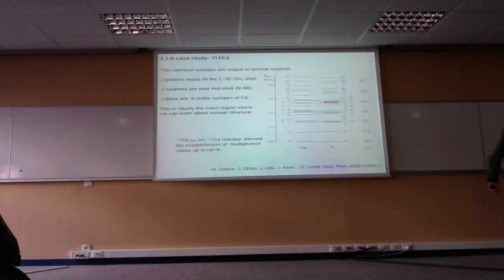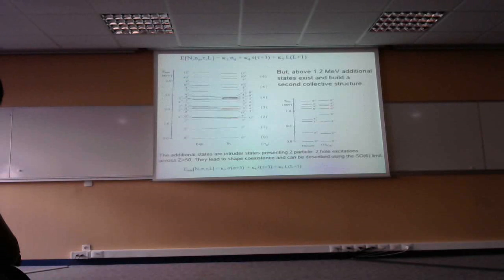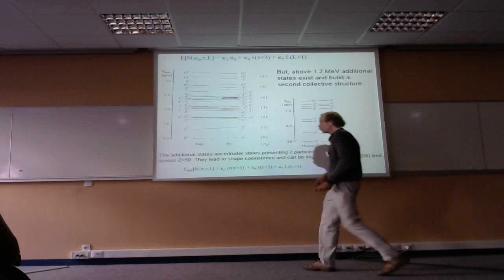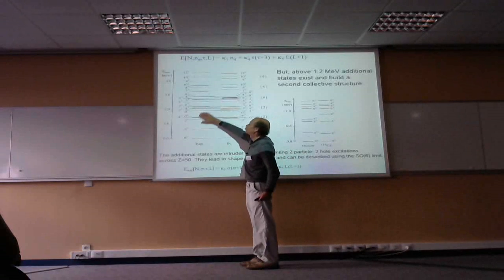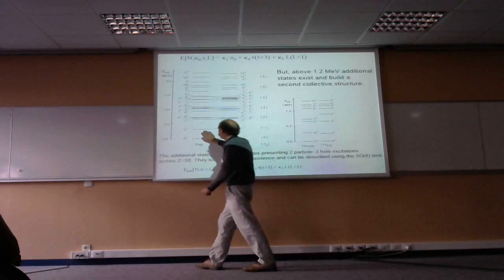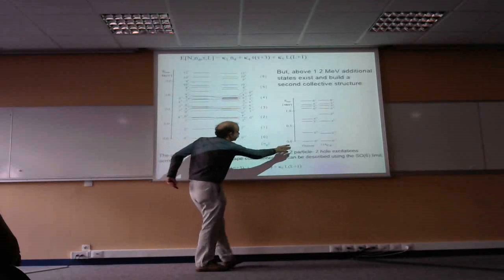Now, how do we come to the intruder states? It's just after doing this fit, we subtract from the total experimental level scheme all these states. And what you keep then is this spectrum.